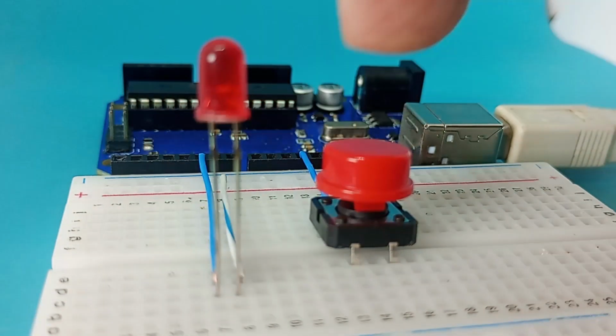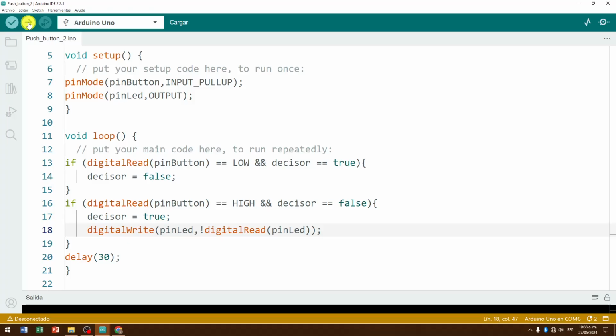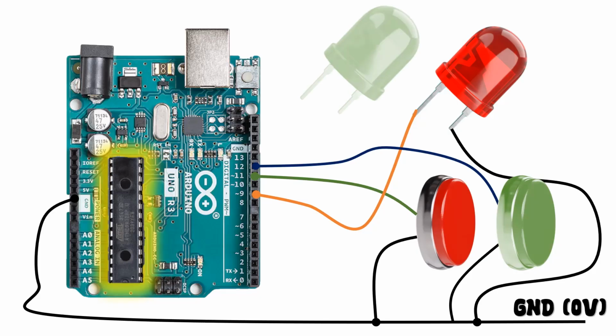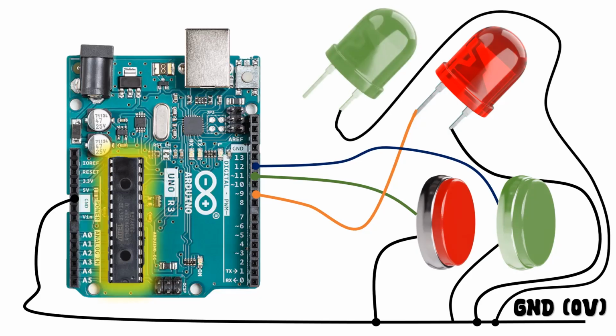Now, if up to now you are wondering, but if I have more than one button, how do I code the program of these other buttons? Well, if you have a second button located for example on pin number 12 of the Arduino board, and a new LED that you are going to associate with this second button, located on pin 10 of the board.